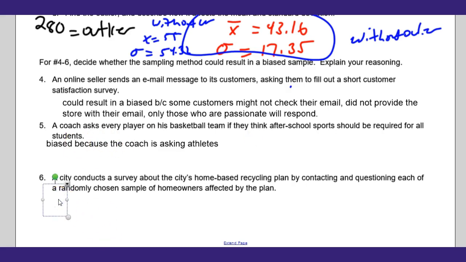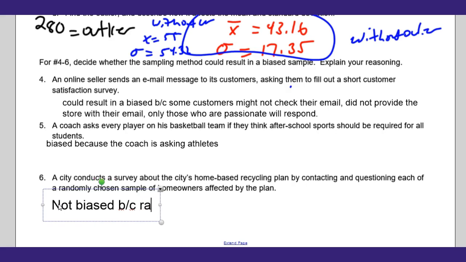Okay, now this next one says the city conducted a survey about the city's home-based recycling plan, by contacting and questioning each of a randomly chosen sample of homeowners affected by the plan. All right, and I'm going to say that's not biased. Man, I almost misspelled that. It's not biased because, again, I abbreviated because right there.